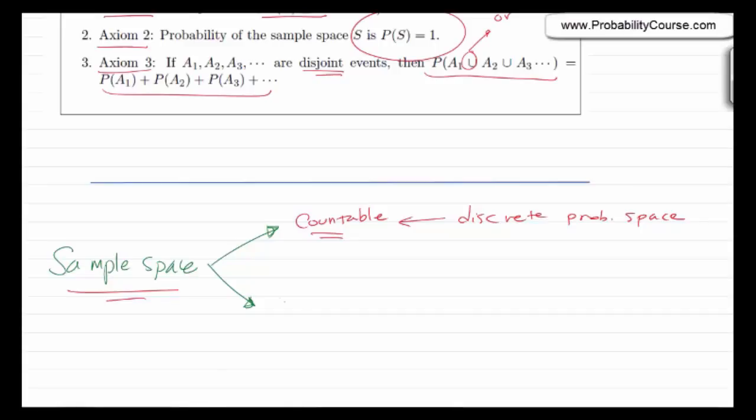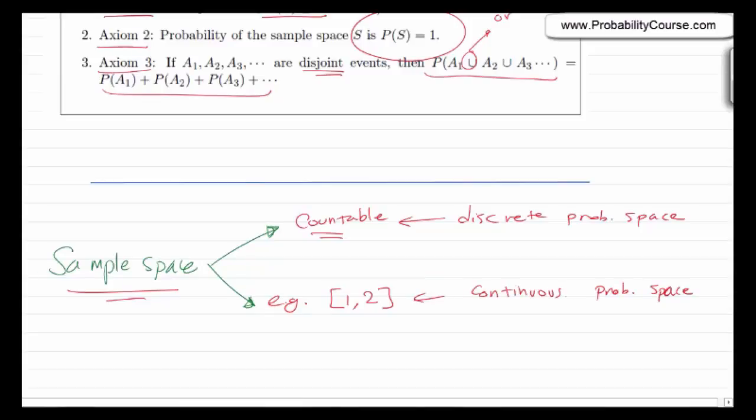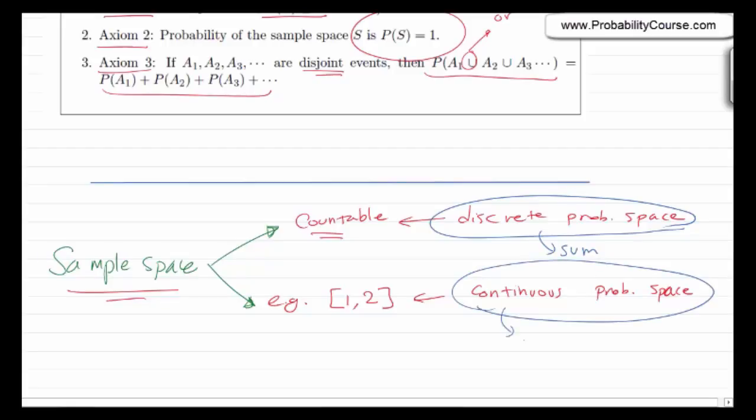On the other hand, there are situations in which your sample space is, for example, all the real numbers between 1 and 2. In these situations, we say that we have a continuous probability space. So why are we making this distinction? The point is that when you have a discrete probability space, we usually use summation to find probabilities. On the other hand, when you have a continuous probability space, we need to use integrals.